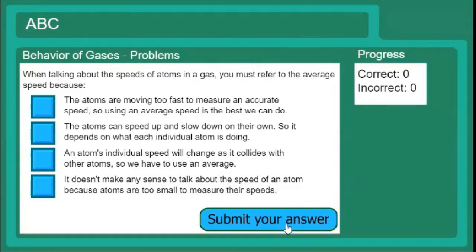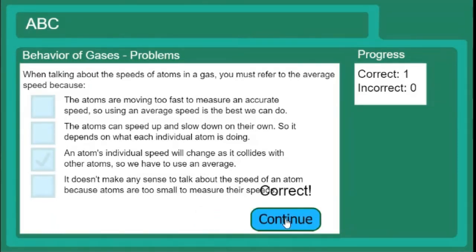When talking about the speed of atoms in a gas, you must refer to the average speed because A, B, C, D. Everybody, please answer again, we do it together. C. An individual speed will change as it collides with other atoms. So we have to use an average. Yes, C, madam. Correct. Okay, next.